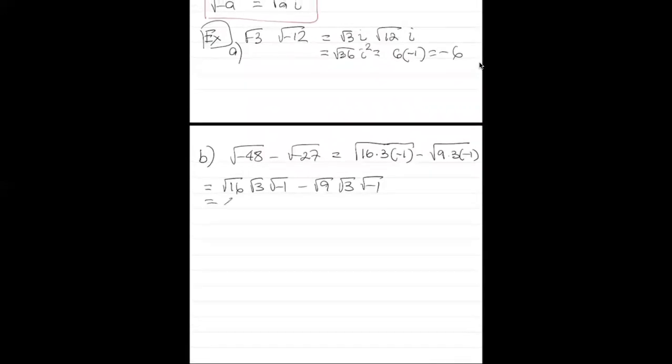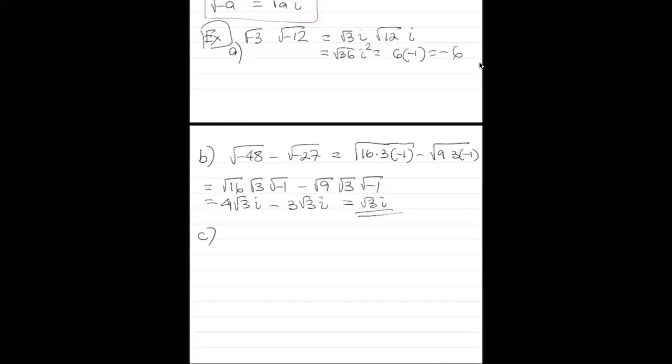Now, some of those are perfect squares, so the square root of 16 is 4 root 3 i. We know the square root of negative 1 is i, minus 3 root 3 i. Now these are like terms, so 4 root 3 minus 3 root 3 is just root 3 i.